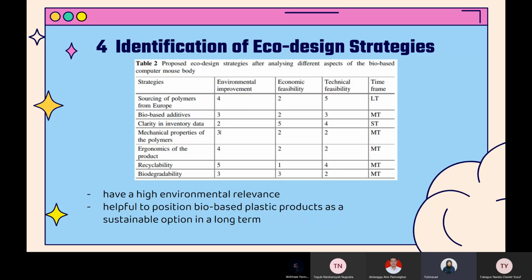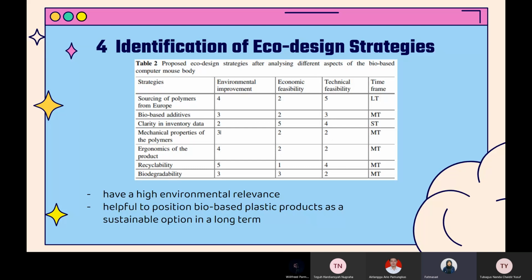Okay, identification of eco-design strategies. So now we have Table 2, proposed eco-design strategies after analyzing different aspects of the bio-based computer mouse body. Looking at many aspects, which are environmental impacts, economic, and technical feasibility, they are scored arbitrarily on a scale from 1 to 5. From 1, the lowest feasibility, either like too much money spent, limitation of the machine, or not too relevant to environmental improvement. Besides those aspects, there is the time frame: short, medium, until long term.